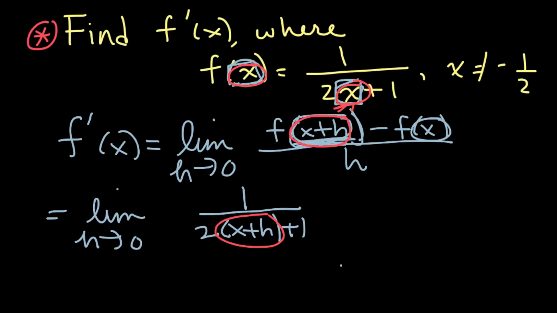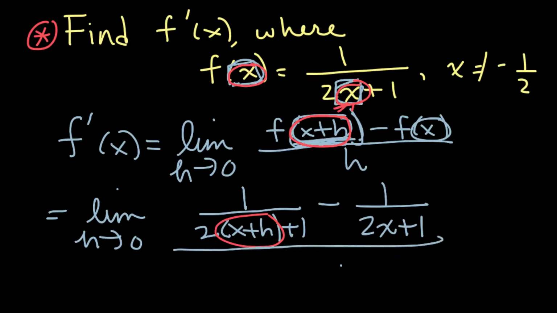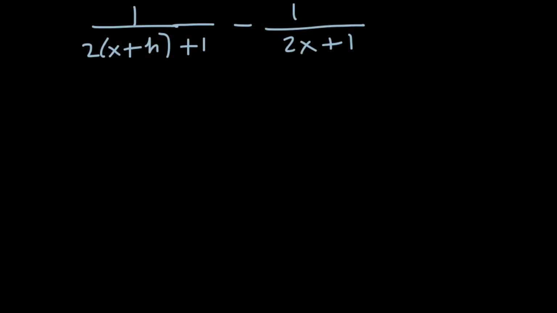Okay, let's continue. So that's minus 1 over, what do we get here? Just 2x plus 1, and that's all over h. So now we have the job of taking these two fractions and adding them together. So let's go ahead and add that numerator. Here it is, and we see that we have to add these two fractions, 1 over 2 times the quantity x plus h plus 1, and we subtract from that 1 over 2x plus 1.